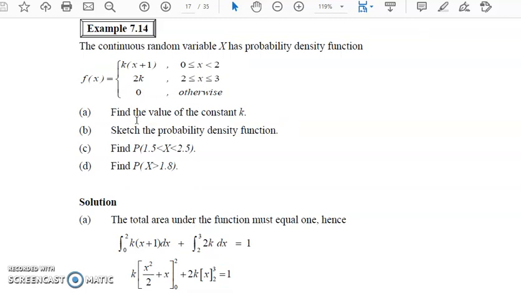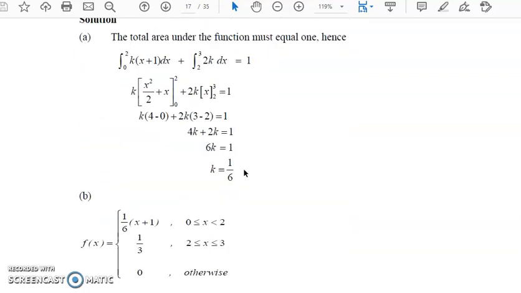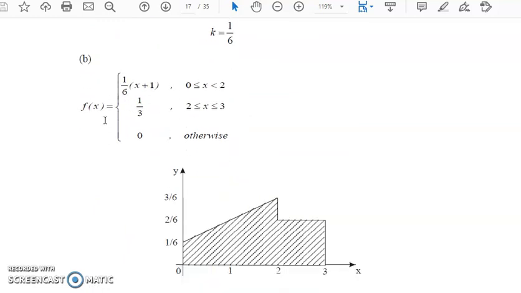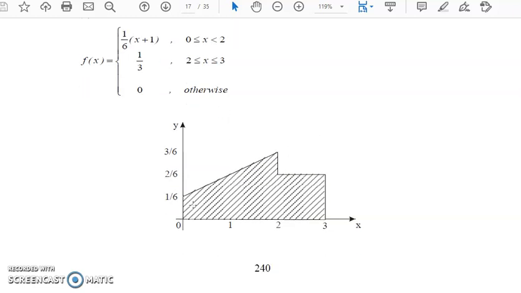Okay, so question B, sketch the PDF. To sketch the PDF, you know the k will be equal to 1 over 6, right? Just substitute k equal to 1 over 6 here. So this will be a piecewise function for the PDF for a continuous random variable. Okay, so you must put some notes here. This is a PDF, PDF for continuous random variable. So this is the graph. So you can see the difference between the graph of the PDF for a continuous random variable and a discrete random variable. Each of them is different.